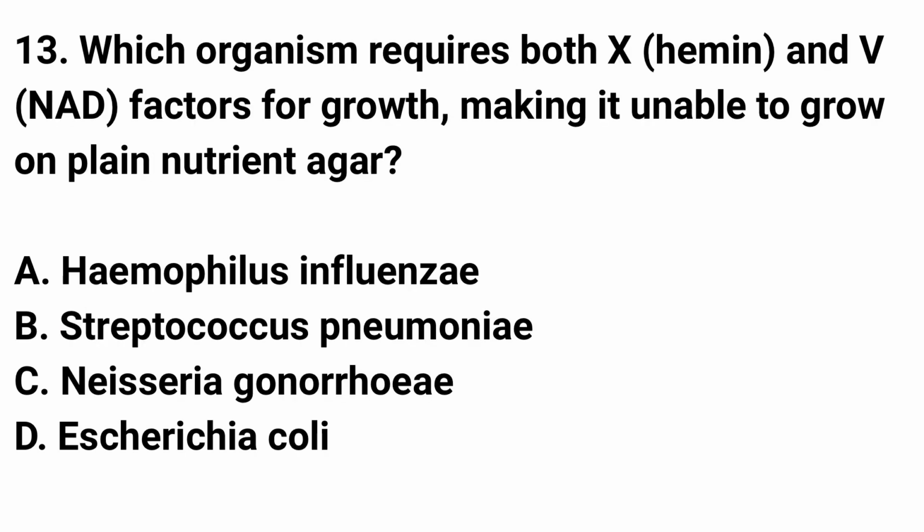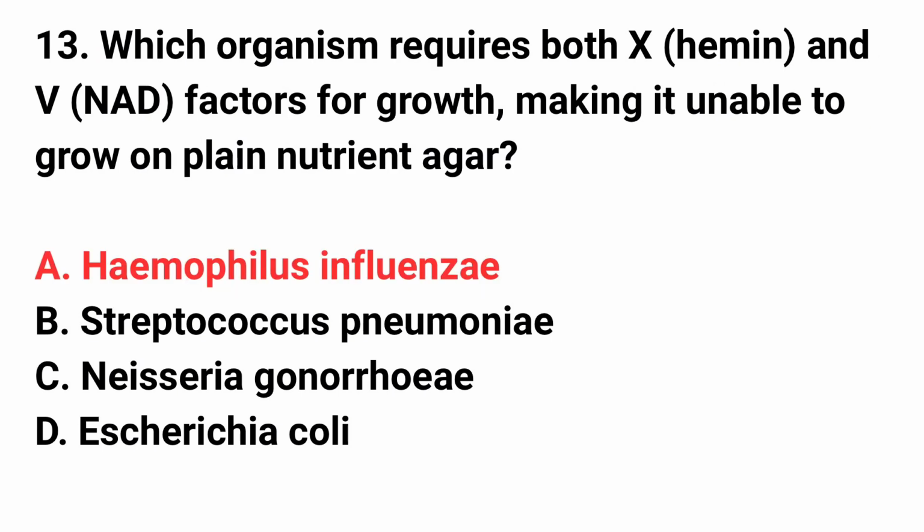Question number 13. Which organism requires both X-factor hemin and V-factor NAD for growth, making it unable to grow on plain nutrient agar? Haemophilus influenzae, Streptococcus pneumoniae, Neisseria gonorrhoeae, Escherichia coli. The right answer is option A, Haemophilus influenzae. Haemophilus influenzae requires both X-factor hemin and V-factor NAD. Hence, it grows only on chocolate agar and not on plain nutrient agar.